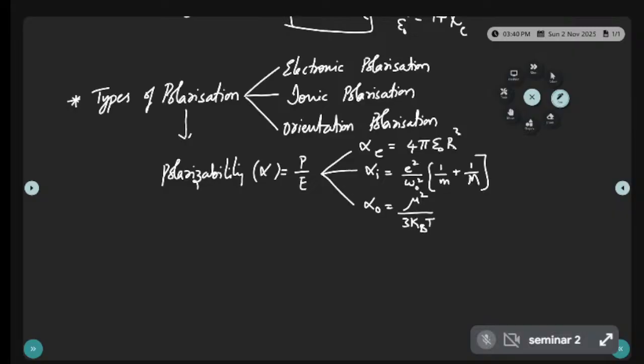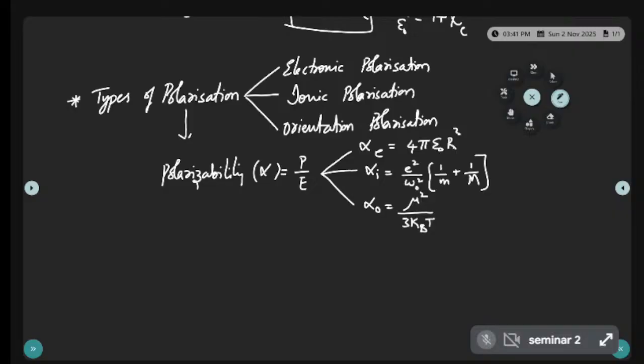Where is an ionic bond there? In ionic substances. Example of an ionic substance? NaCl. General name for NaCl? Sodium chloride. Where is it used in our daily life? Salt. Where do we use that salt? In curries. Eating salt. So sodium chloride has anions and cations which are formed by transfer. Such substances are called ionic substances.